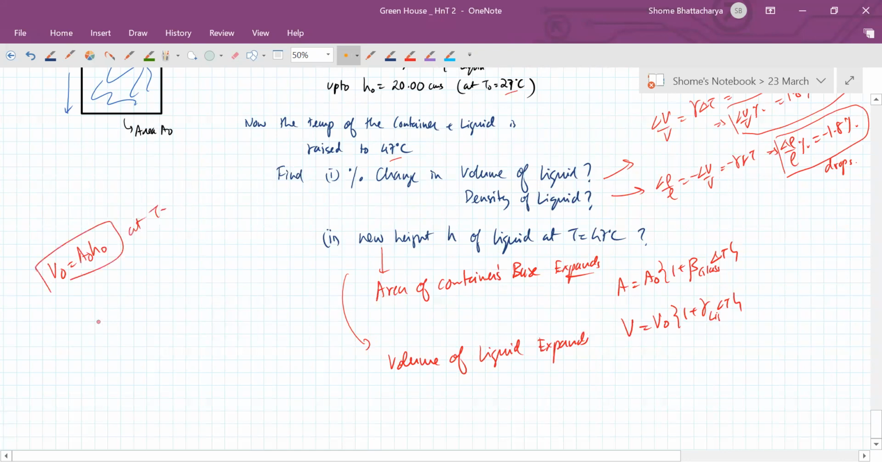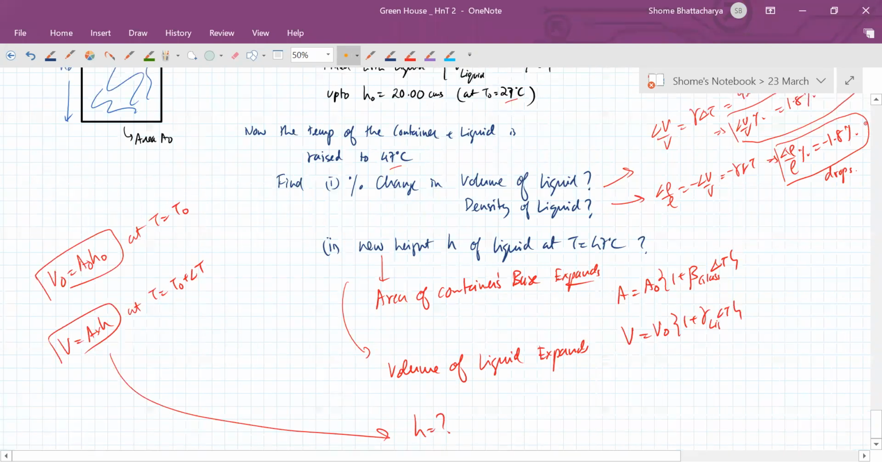Now V naught was equal to A naught into H naught at T equal to T naught, and the new volume will be equal to the new area into the new height at T equal to T naught plus delta T. So from this you now have to calculate the new height. Understood? You have to take into account that the base area is also increasing. It's not just that the volume of the fluid is increasing.